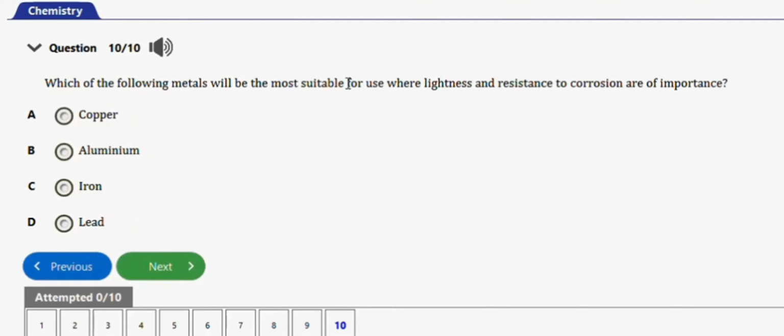It says which of the following metals will be the most suitable for use where lightness and resistance to corrosion are of importance? We have copper, aluminium, iron, lead. So it's obvious aluminium is the right answer, option B.